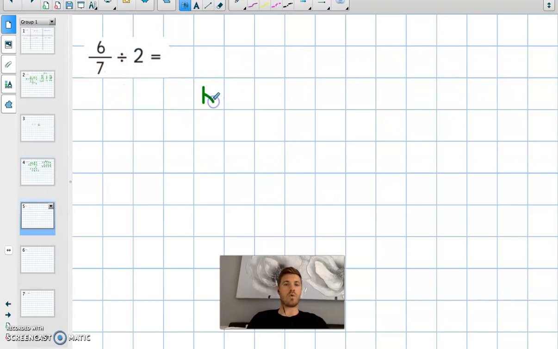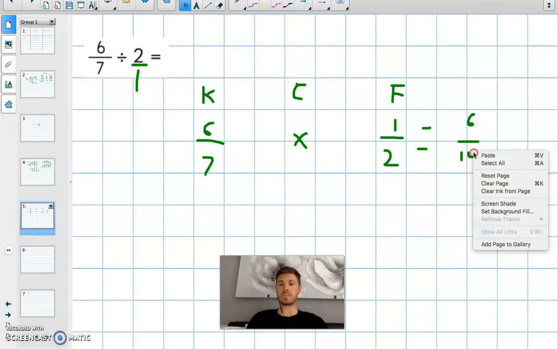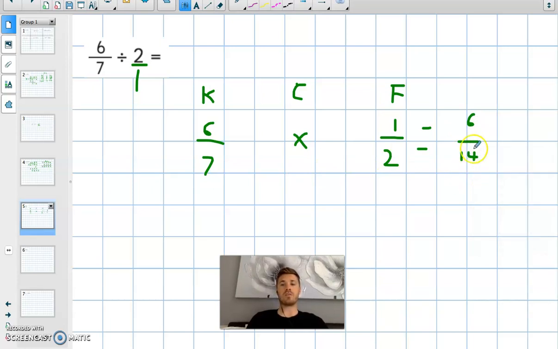Keep, change, flip method for dividing a fraction by a whole number. So keep, change, flip. Keep 6/7. Change the divide sign into a multiplication sign, and then we flip 2 over 1, which it is at the moment, into 1 over 2, which is the same as a half. When you multiply fractions, multiply the numerators, so 6 multiplied by 1 is 6, and then 7 multiplied by 2 is 14. We know that we can simplify these fractions, and the way that we do that is by finding the highest common factor.